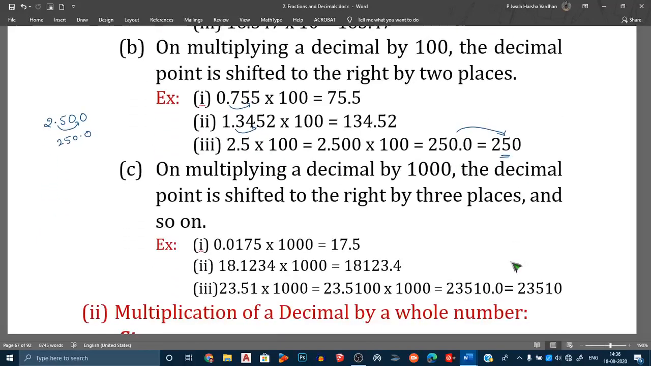So if you take 1000, the same process: you should shift 3 digits to the right side. So remember that you should shift right side. If you are multiplying, you should shift that decimal point to the right side. If you are dividing, you should shift that to the left side. That you have to remember.